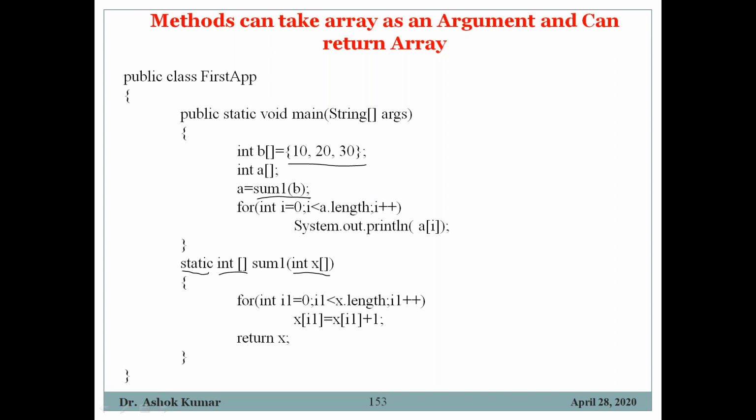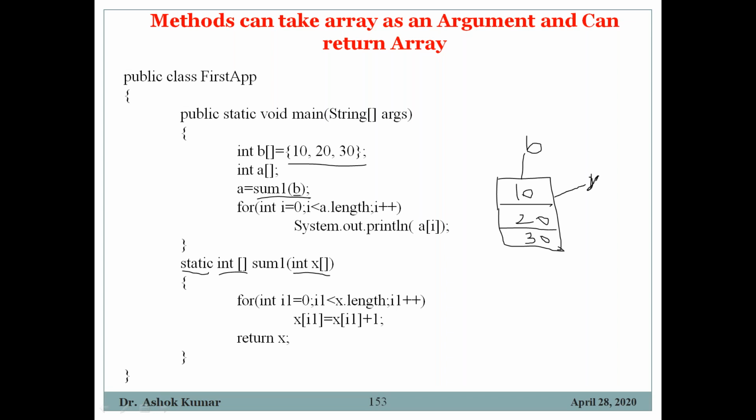So what will happen now? I'm going to show you that this is your array of 3 elements. Let me represent it diagrammatically. So 3 members are there. First member value is 10, second member value is 20, and the third member value is 30. The reference to this is variable B, array B. Now we are calling this sum method with B. So B will be passed to this X.